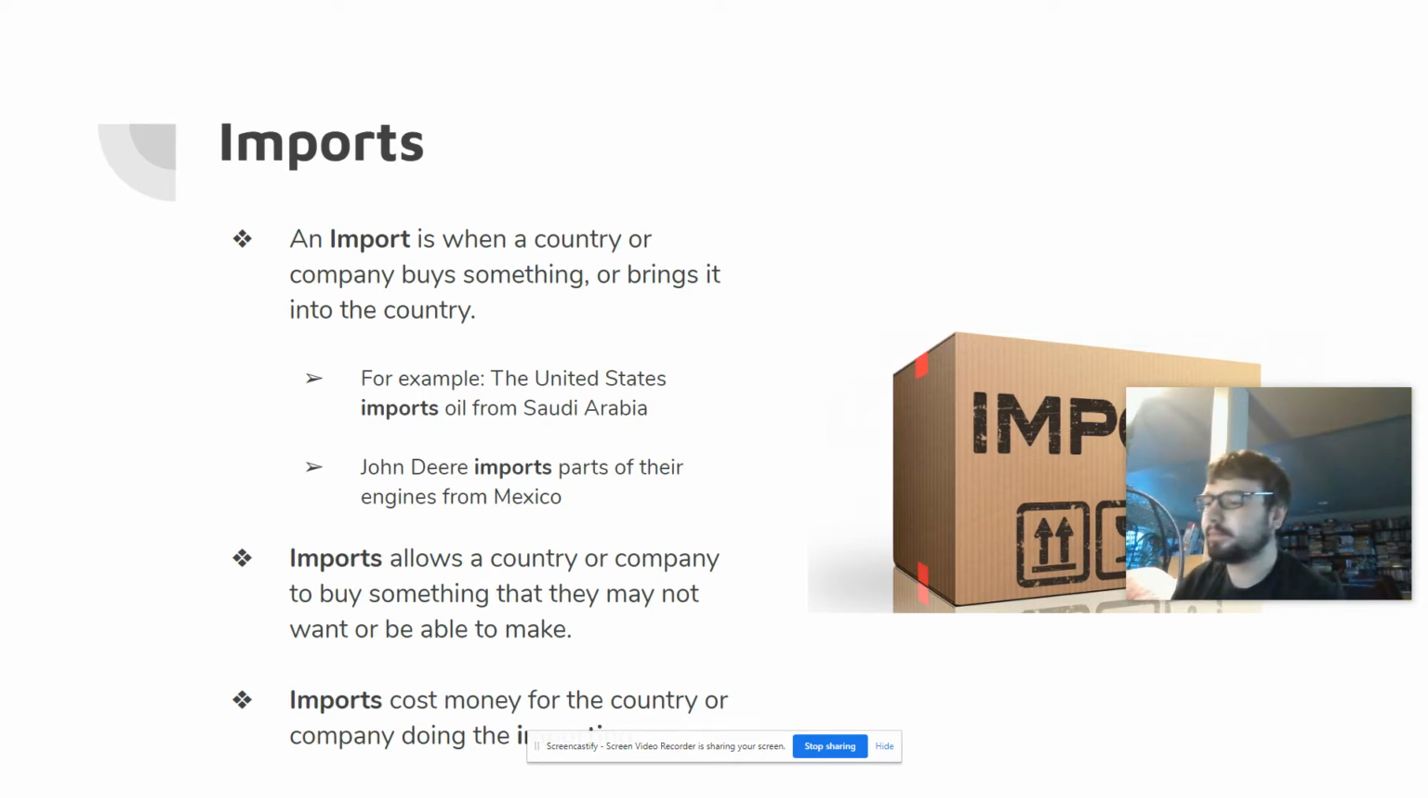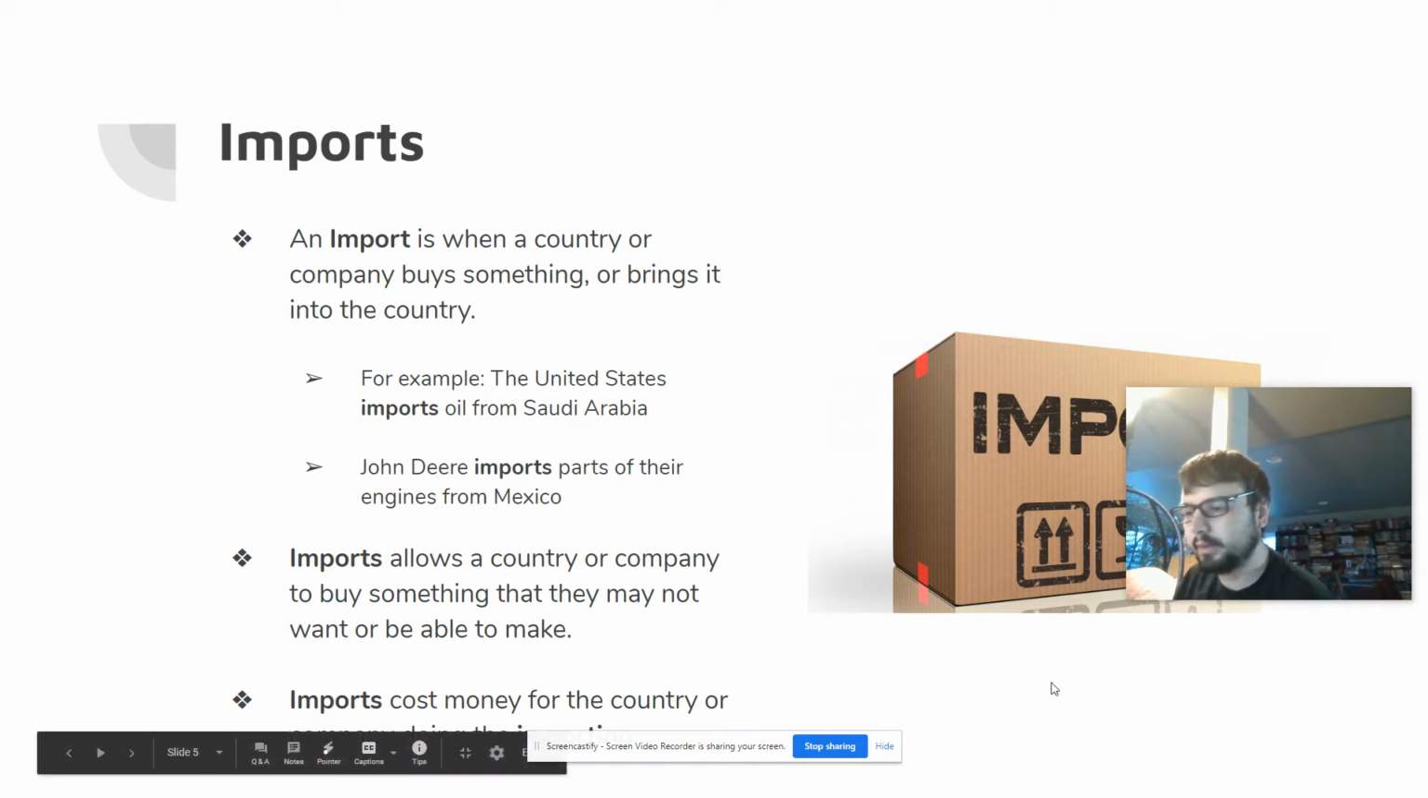Also, imports allow a country or company to buy something that they may not want or be able to make. Sometimes it's more expensive for us to make something here in the United States, so we have another country make it. It could be something like oil. Saudi Arabia has a lot more oil than us, so it's easier for them to produce it. So then we would buy that oil from them because it's easier for them to do it.